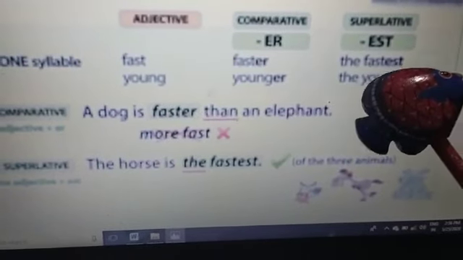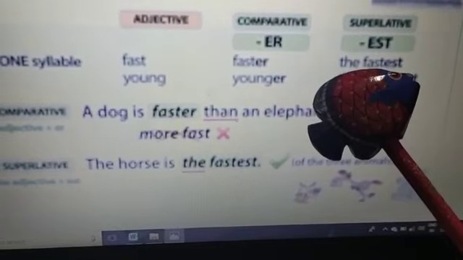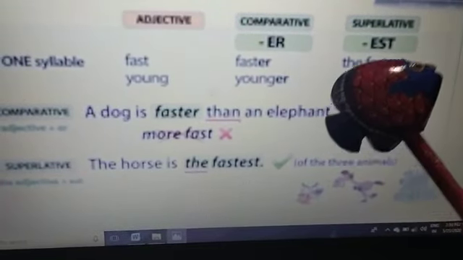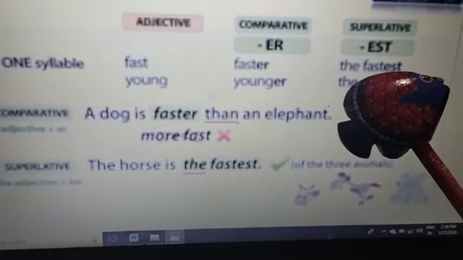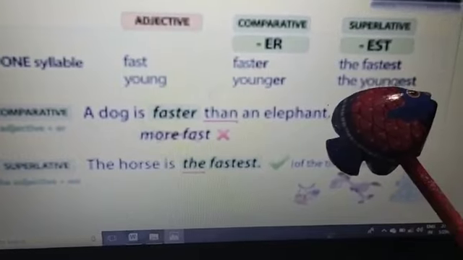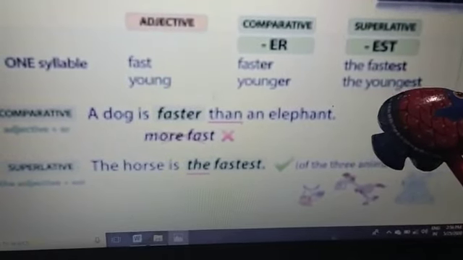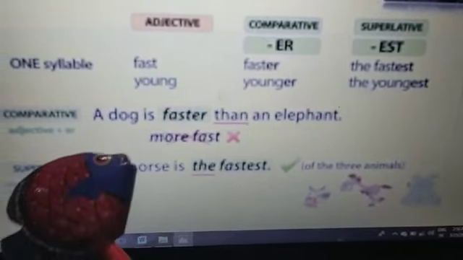And in superlative degree, we always use the. Remember student, in superlative degree, we always use the before the word. Fast becomes fastest, EST we have added. Young becomes youngest, EST we have added. Comparative degree, adjective plus ER.